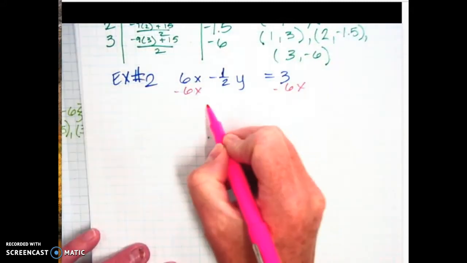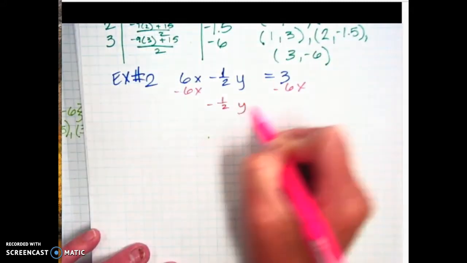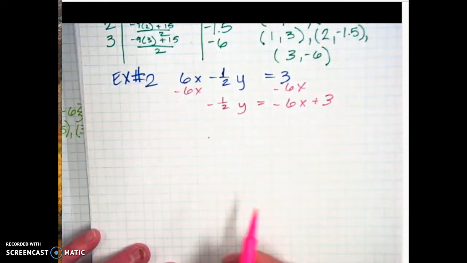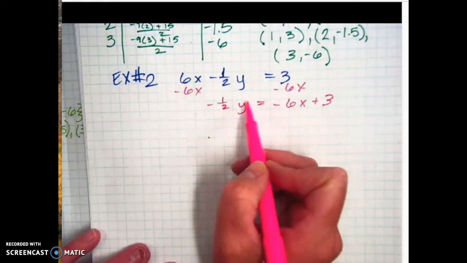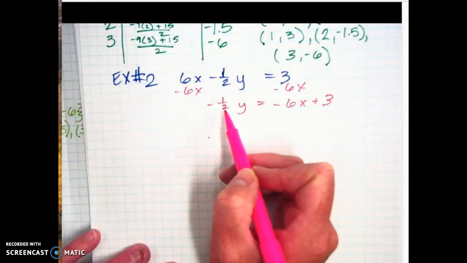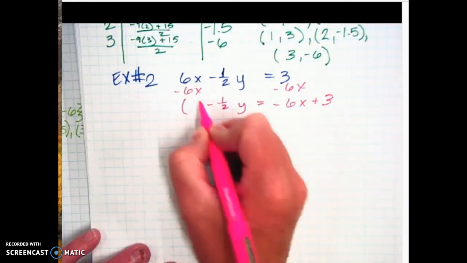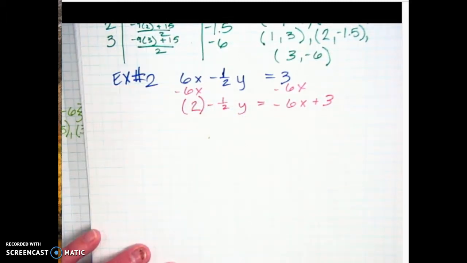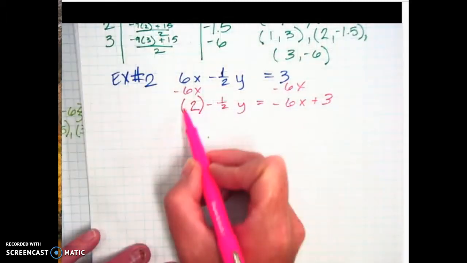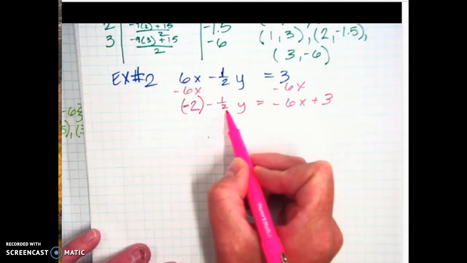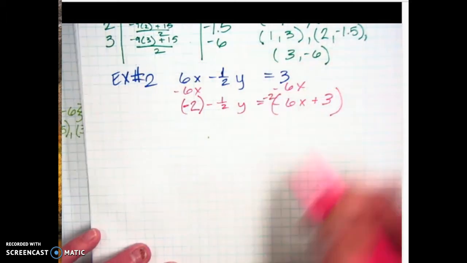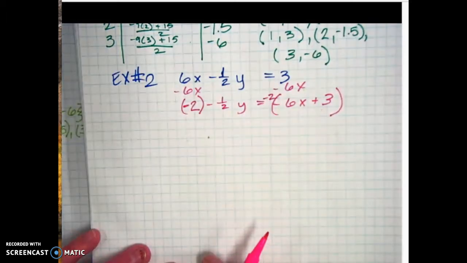And that leaves us with negative 1/2 y equal to negative 6x plus 3. That y is being multiplied by negative 1/2, so I'm going to multiply by the reciprocal, which is 2 over 1, or just 2. And I'm going to make it a negative, because a negative times a negative is a positive. And I want it to be positive. So I'm going to put a negative 2 out front on that side.